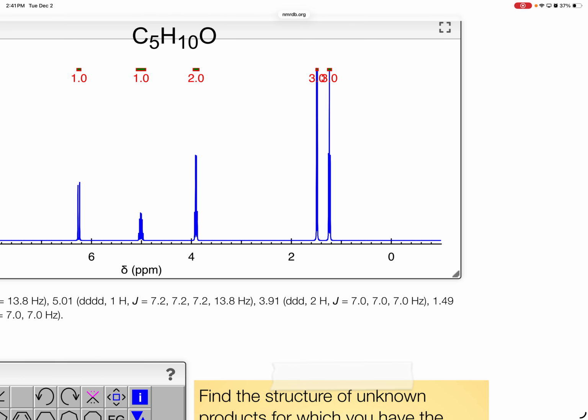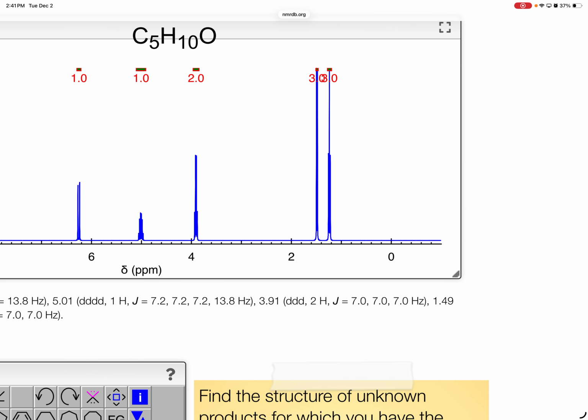You don't have to be able to decipher them. I will give you a hand and tell you what the splitting pattern is, but you have to know what the one-letter abbreviations mean. I won't tell you what an S means, what a quartet means, a Q, a T, or a D, or if it's really big, like 6 peaks, 7 peaks, 8 peaks, I will only tell you it's a multiplet, lowercase m.